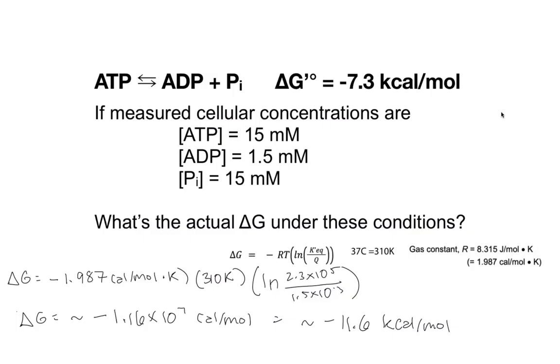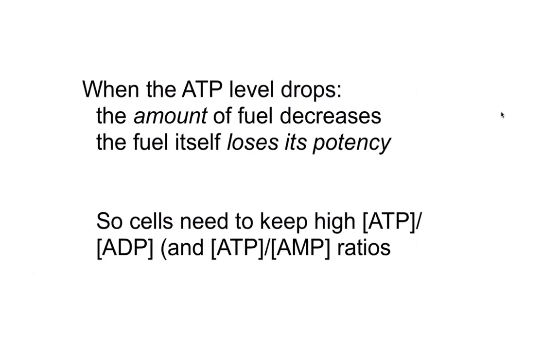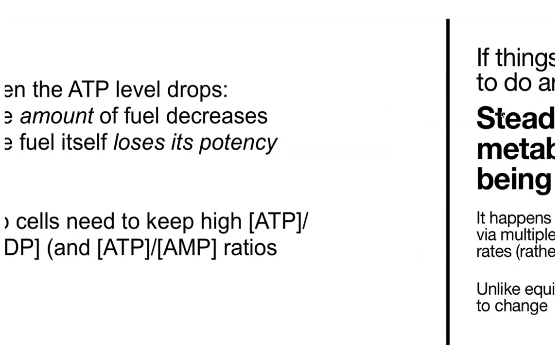So let's go. We get more power because we have a higher concentration of ATP. But this also means that when we use ATP, the amount of our fuel decreases, the fuel itself loses its potency. So as we get closer to equilibrium, the amount of energy released by burning ATP actually decreases. The fuel loses its potency. So our cells need to keep a high ATP to ADP, and as we'll see, ATP to AMP ratio, in order to keep that delta G very negative.